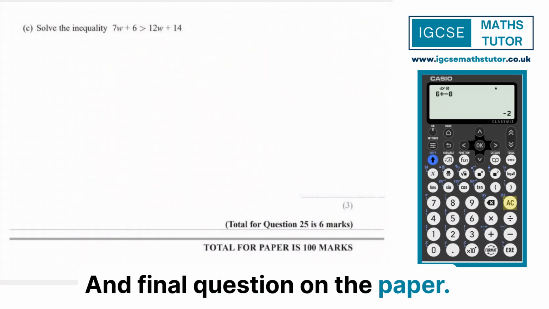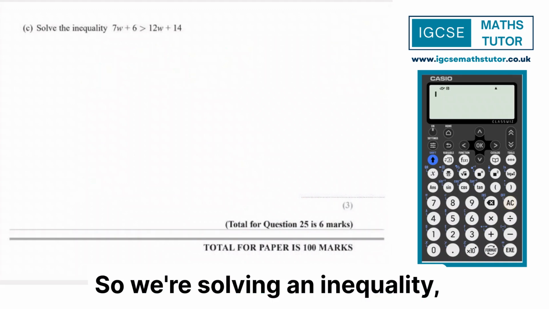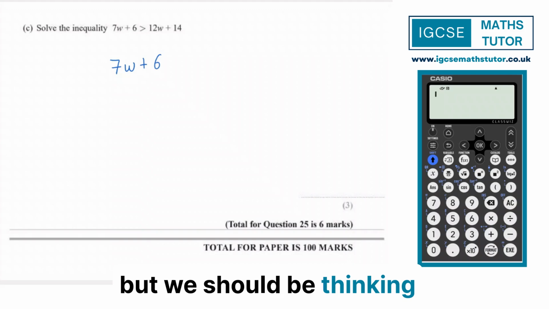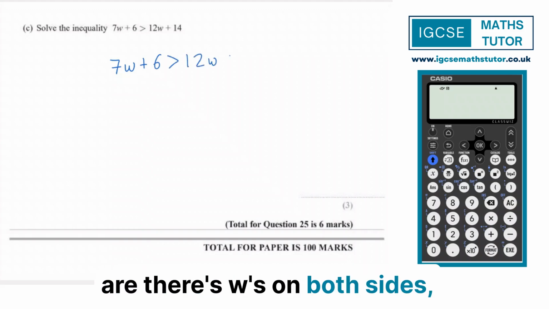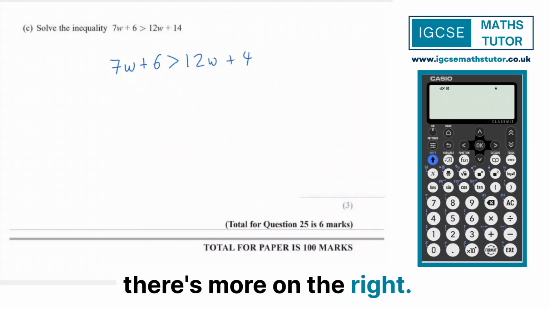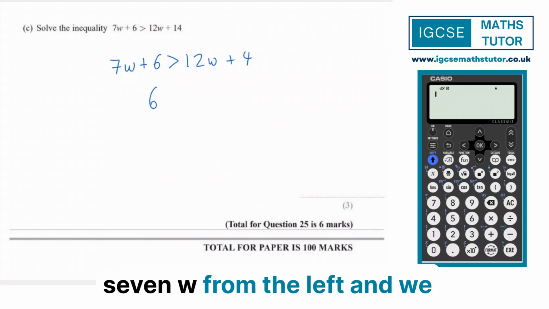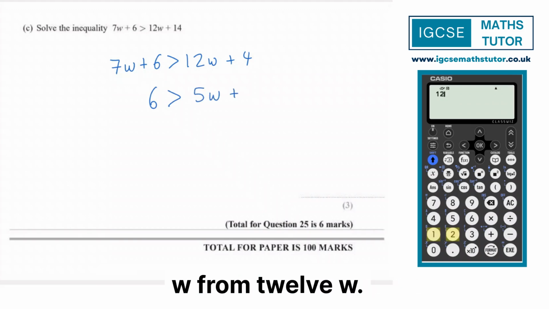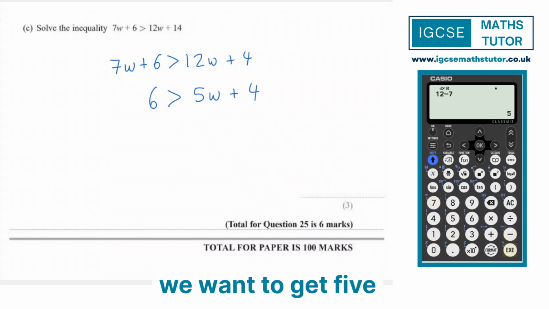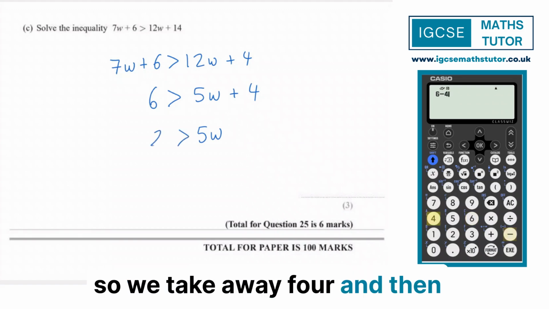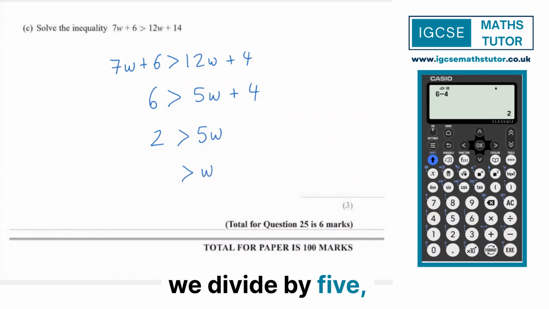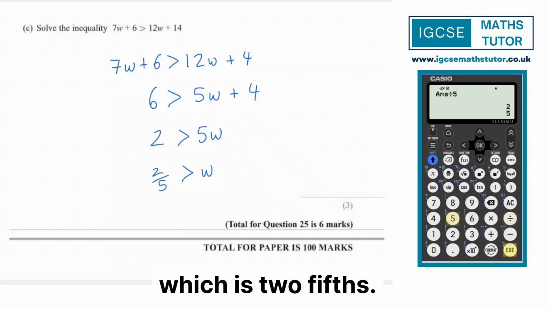And final question on the paper. So we're solving an inequality. I'm going to copy it down underneath, but we should be thinking straight away, there's w's on both sides. There's more on the right, so we're going to take away 7w from the left, and we have to take away 7w from 12w, and we get that. We want to get 5w on its own, so we take away 4, and then to get w on its own, we divide by 5, which is 2/5.